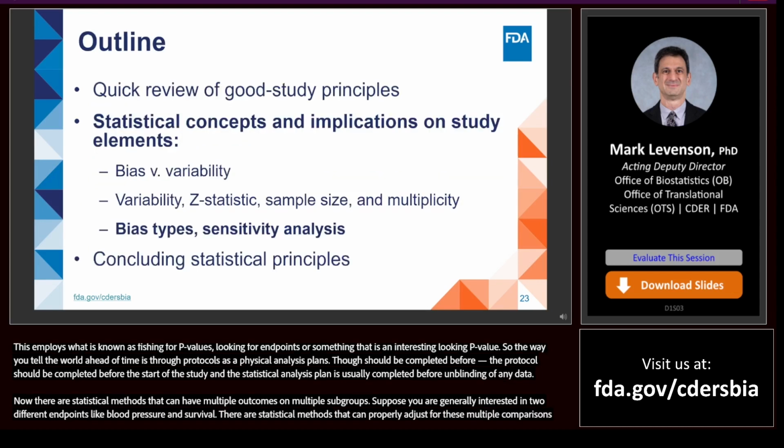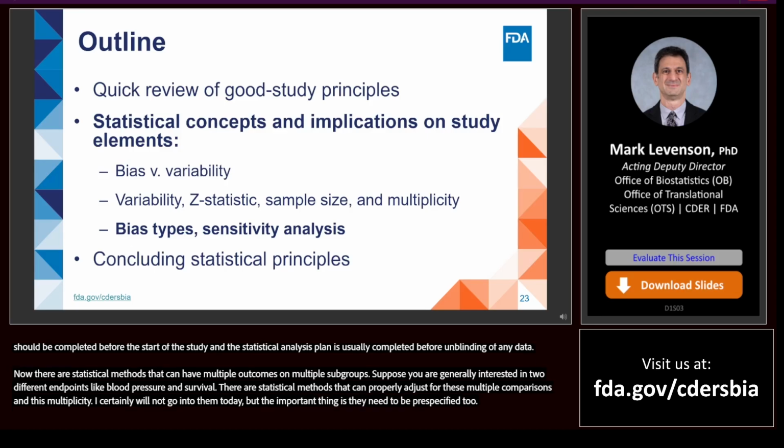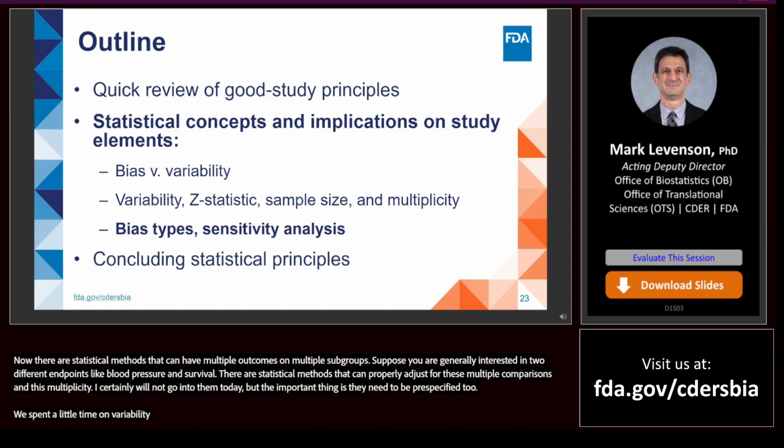We spent a little time on variability, and now I'm going to move on to bias. So in bias, I'll cover various types of bias and say something about sensitivity analyses. This section will be longer than the variability section, but more intuitive, I hope.